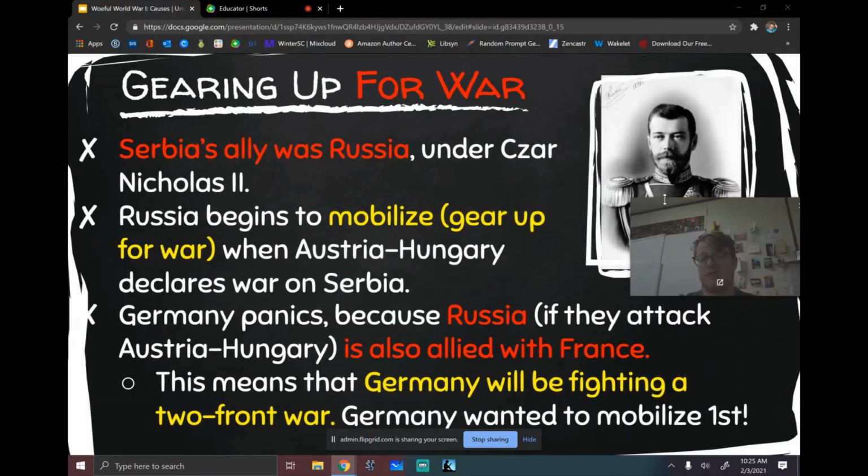And truth be told, the Germans thought there might have been war with France anyway, and they did not want the Russia thing to come into the equation. The Germans wanted to be able to mobilize first and have control of things, and now Russia mobilizing has thrown everything out of whack for the Germans.